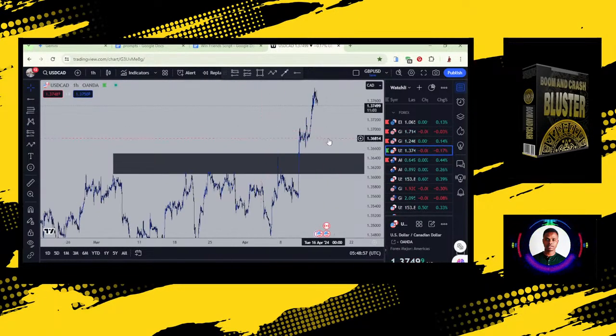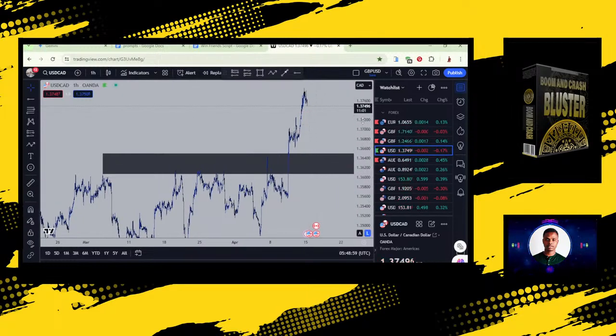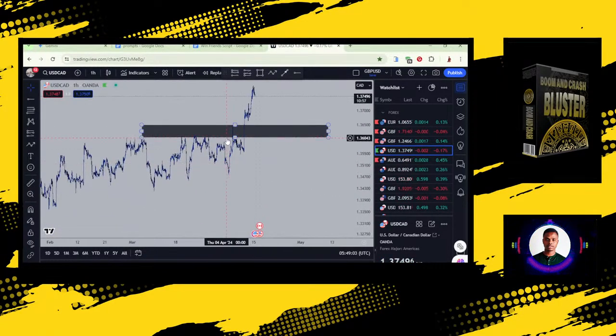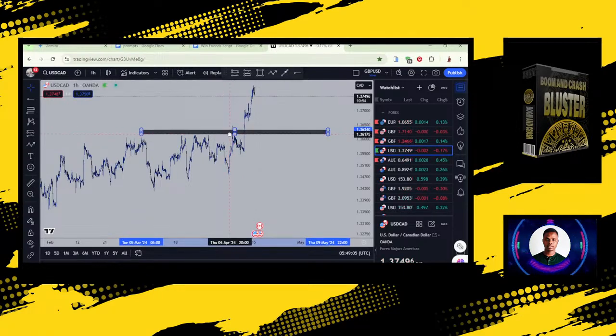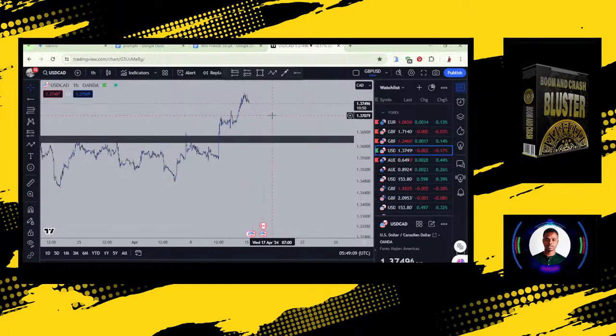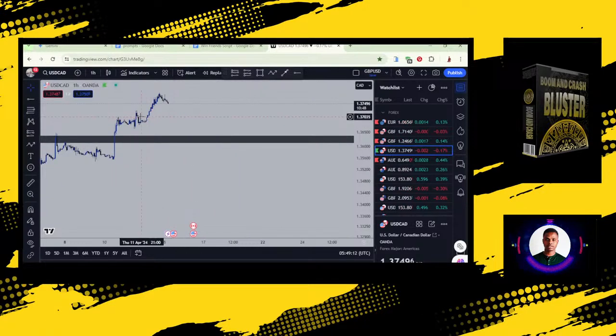Right here we have another market which is pushing. I thought this market was going to go up, and I marked this zone. I was waiting for the market to come back here to retest before it went down, but unfortunately it didn't come all the way down.